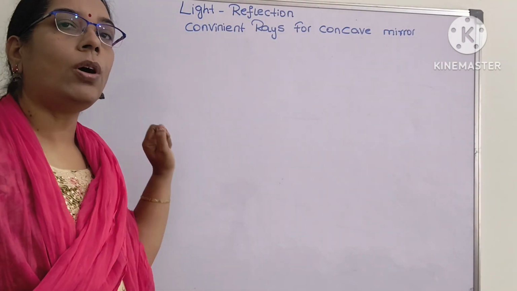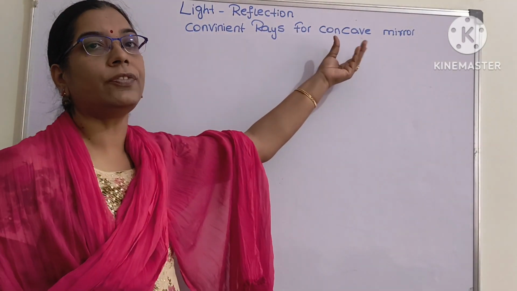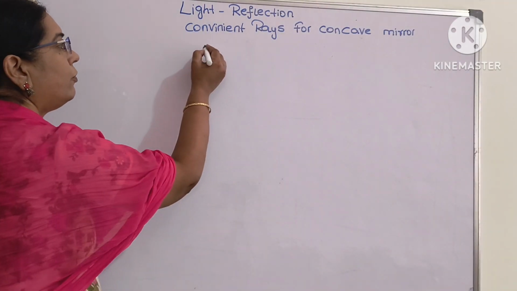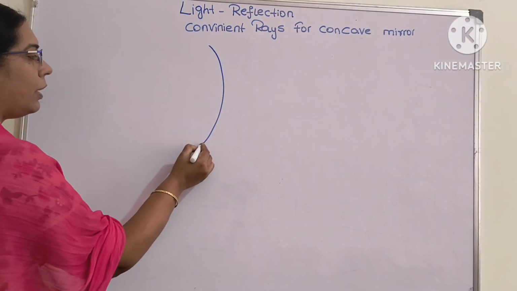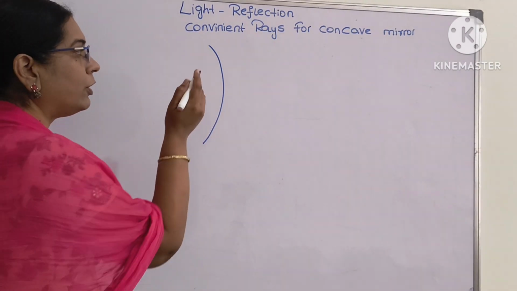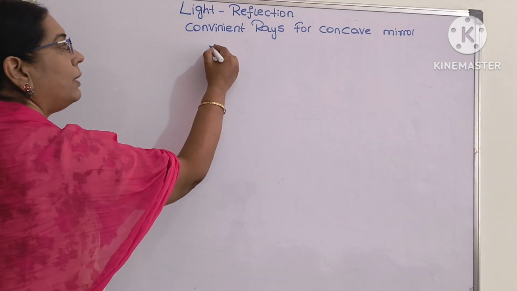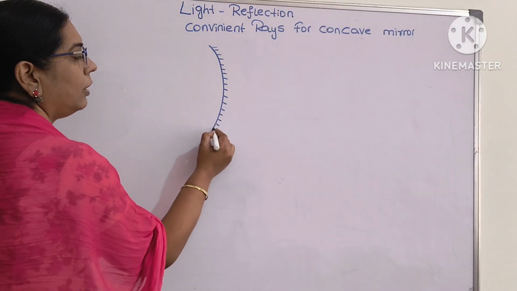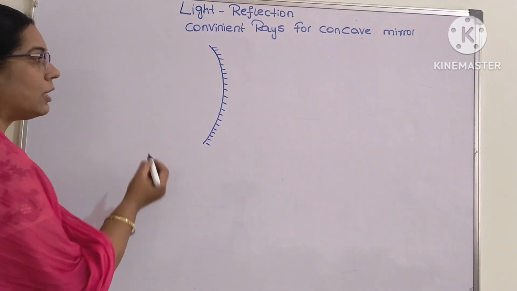Today we will explain to you how to draw the convenient rays for a concave mirror. Since it is a concave mirror, first draw the concave mirror. Now which will be the reflecting side? Since it is a cave, the inside part will be the reflecting one. So this outside will become the non-reflecting. So put dots like this.